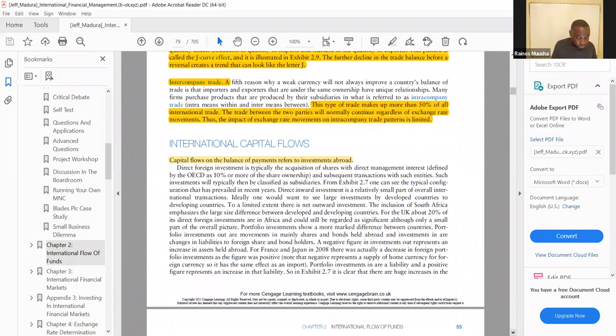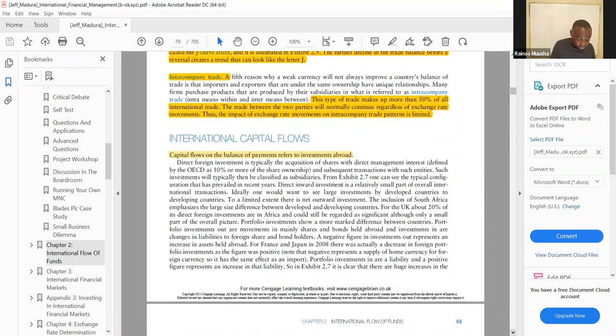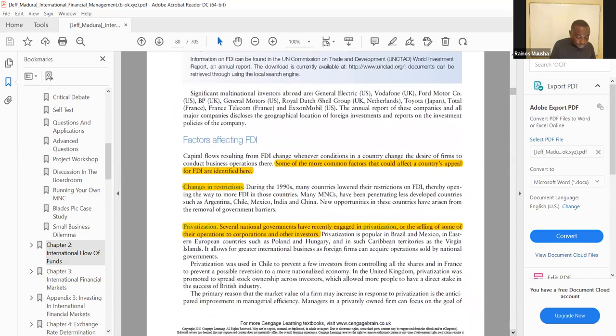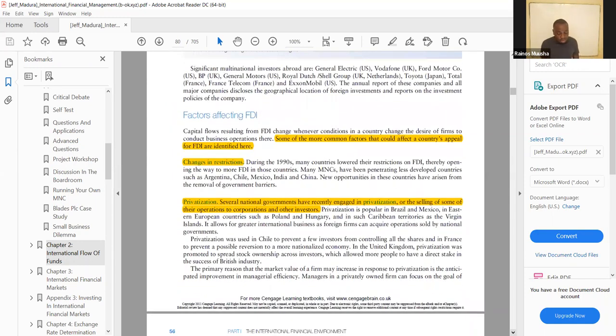In the next section, we look at international capital flows, and here they say capital flows on the balance of payments refer to investments abroad. When you look at what makes up the financial account of the balance of payments, one of the transactions that affects the financial account is foreign direct investment.